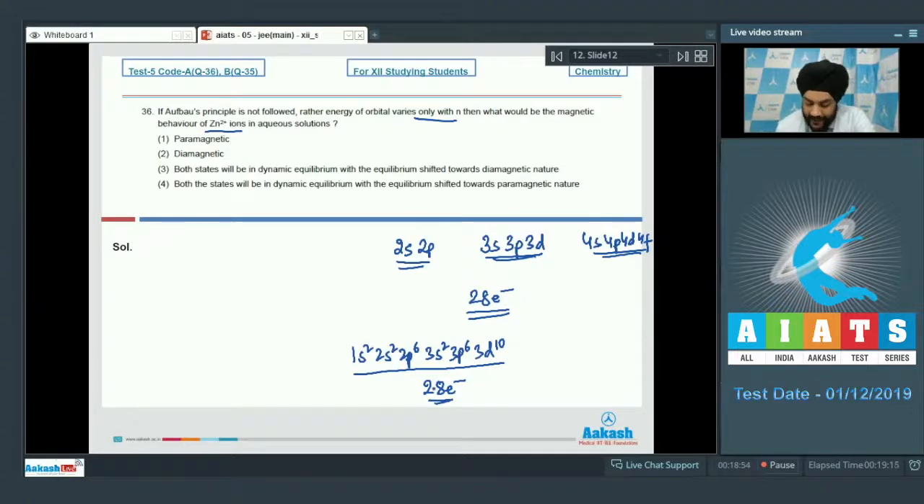So students, all the electrons are paired up in this case. So it does not matter if the n plus l rule is followed or not. Zn2+ ion is going to be diamagnetic under the given set of conditions. So students, for question number 36, we have to mark the correct answer as option 2. Let us look at the next question now.